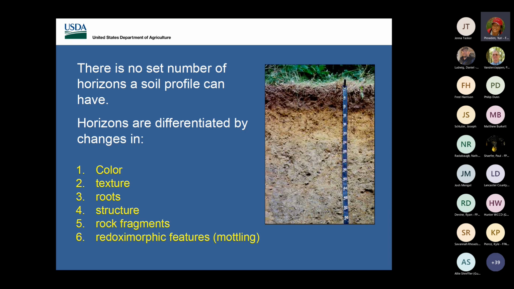No set number of horizons. Sometimes you can have soil scientists arguing about horizons, but typically they're differentiated by changes in color, texture, presence or absence, or increase or decrease of roots, the soil structure, the amount of rock fragments, and redox features. Because where those redox features show up, that's where you have your fluctuating seasonal high water table.